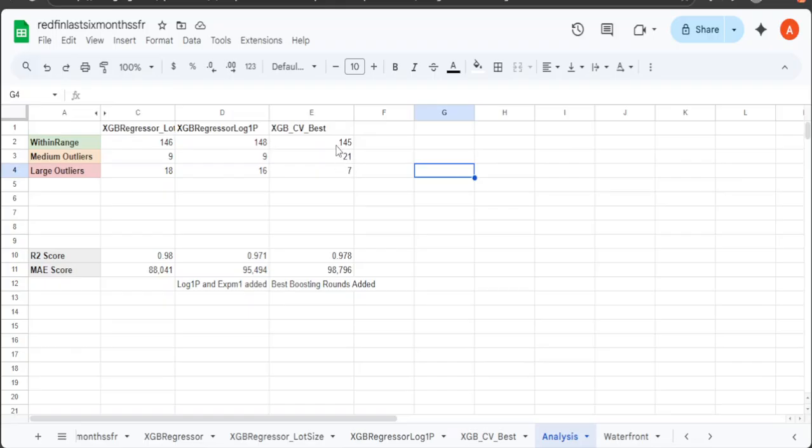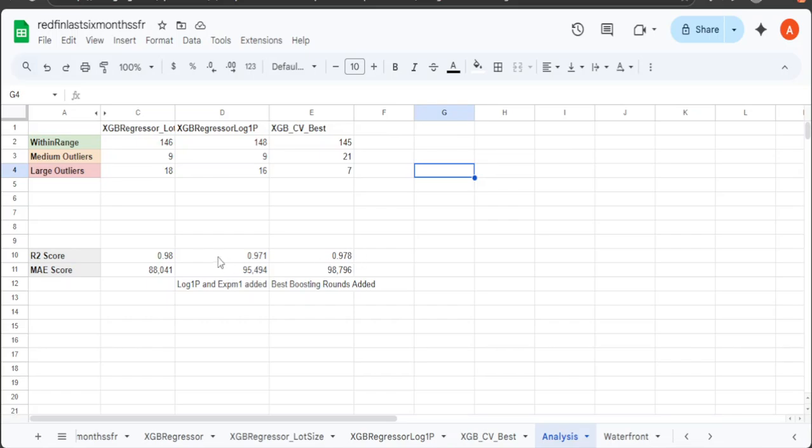And as you saw there in the examples, a lot of them were close to the Redfin estimate. Our model's predictions were similar to the Redfin's estimate. So that's kind of the goal we're sort of shooting for. So I'm okay with this model. I guess if you have to pick one, I would go with this one because it knocks the large outliers down to only 7, and then still has a within range of 145.